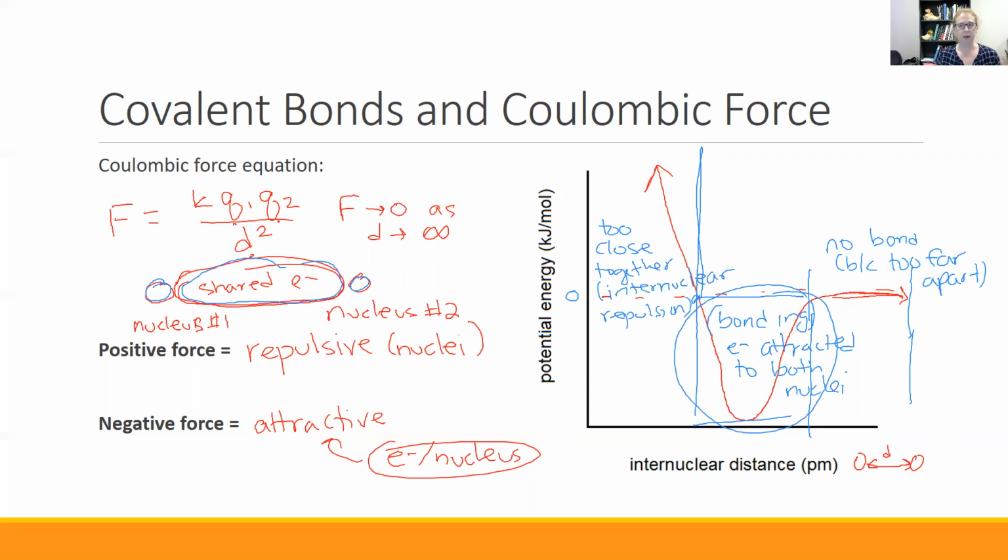But that's a covalent bond in a nutshell. It's this trade-off of attractive forces, electron liking the nuclei and spending time between them, and repulsive forces, nuclei getting too close together, and recognizing that when nuclei get too far apart, there's no bond anymore, that we have to be within a certain distance for bonding to be a thing.